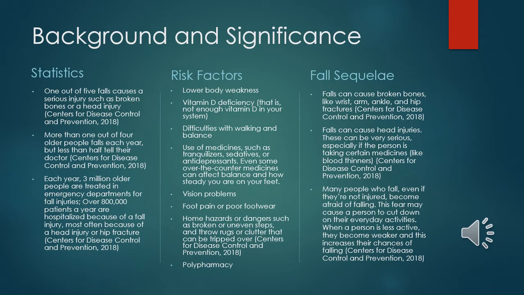Fall sequelae. Falls can cause broken bones like wrist, arm, ankle, and hip fractures. Falls can cause head injuries. These can be very serious, especially if the person is taking certain medicines. Many people who fall, even if they are not injured, become afraid of falling. This fear may cause a person to cut down on their everyday activities. When a person is less active, they become weaker.